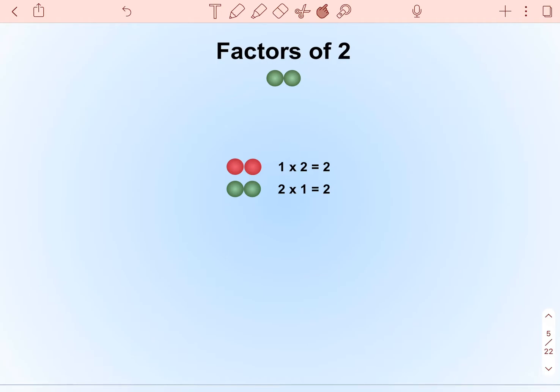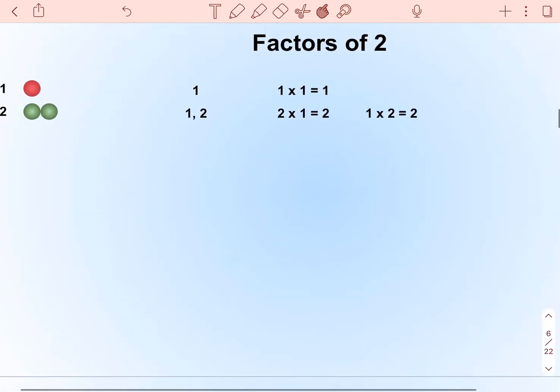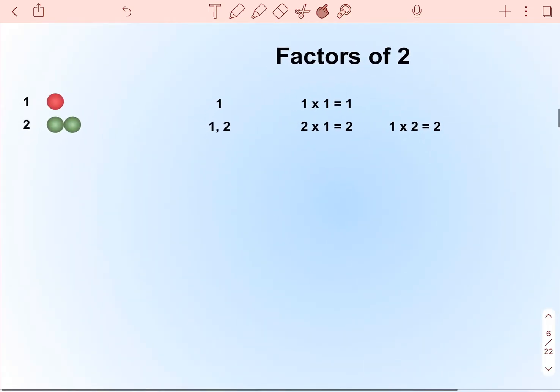Next up, the factors of 2. How can I make 2? Well, there are actually 2 ways I can make 2. I can make it with 2 ones or 1 two. So 1 times 2 is 2, and 2 times 1 is 2. That's pretty simple. Let's go ahead and write that down in our notebooks as well.